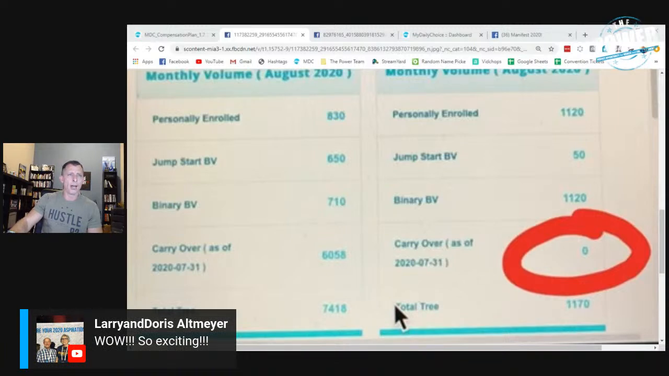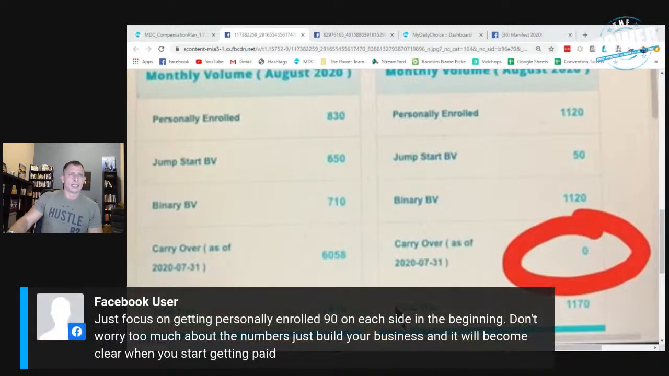Okay. Let's see here. Yes, great. Just focus on getting personally enrolled 90 right here where it says personally enrolled 90, and do not worry about the numbers. Just build your business and it becomes clear when you start getting paid. Absolutely. Definitely don't want to overcomplicate this.